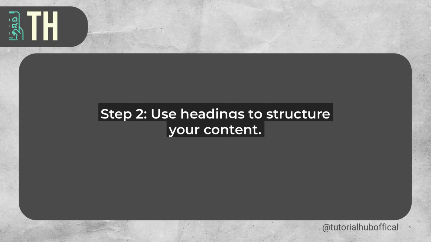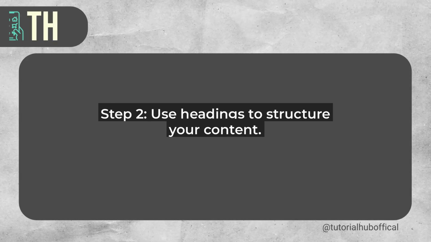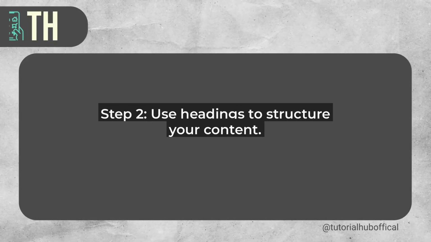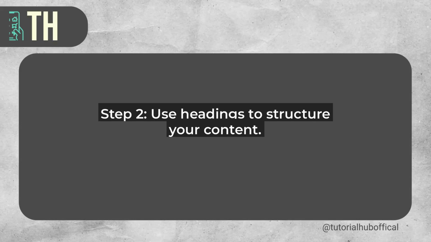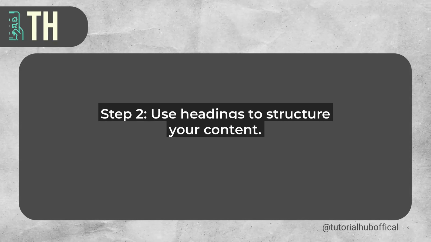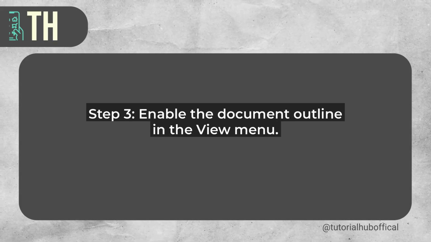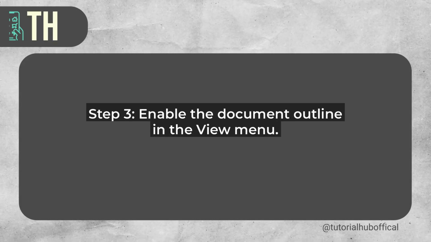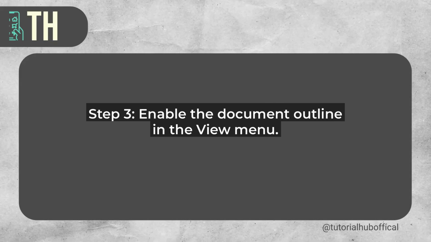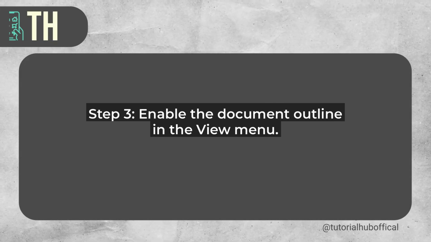Step 1. Structure your document with headings. Highlight your text and select a heading style from the toolbar, like Heading 1 for main sections or Heading 2 for subsections. This creates an automatic outline. Next, go to the View menu and ensure Show Document Outline is enabled. You'll see a sidebar with your headings listed.